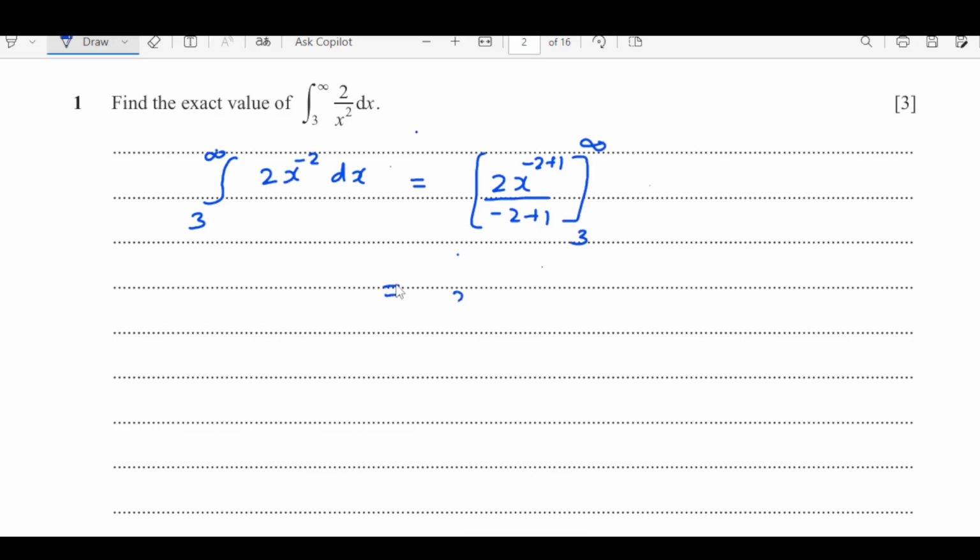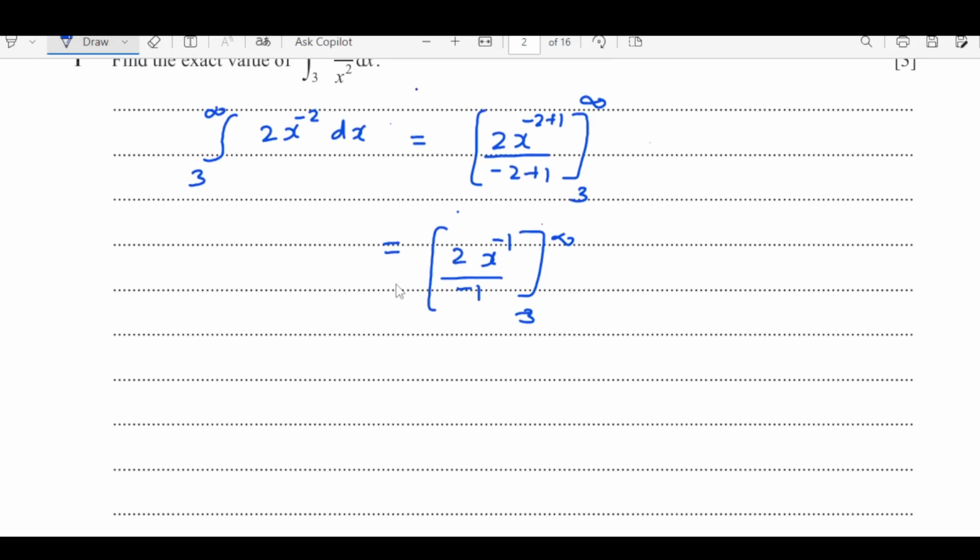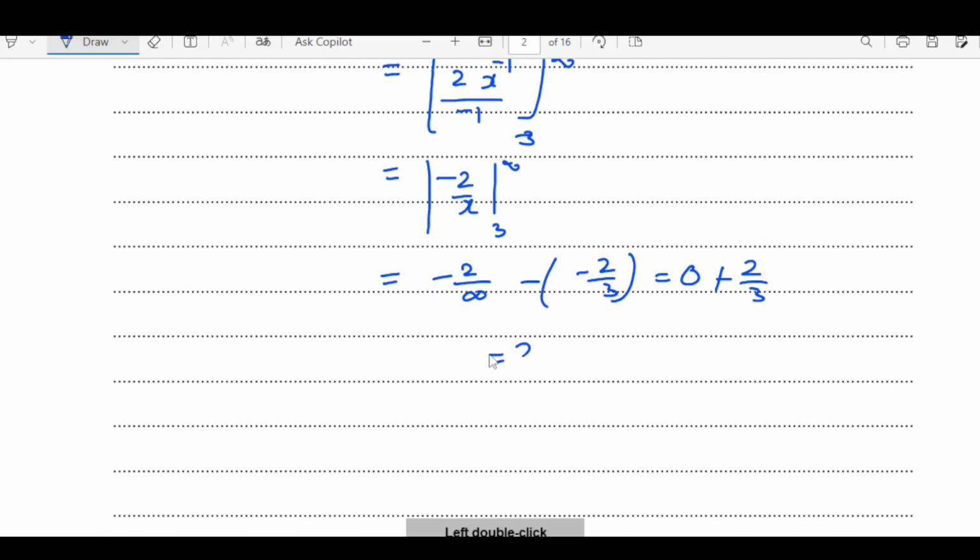So this will become 2x to the power minus 1 over minus 1, again with the limits 3 to infinity. This can be written as negative 2 over x, with limits 3 to infinity. Now just substitute the values. So this is negative 2 over infinity minus negative 2 over 3. So this is 0 plus 2 over 3. So we have the final answer as 2 over 3.